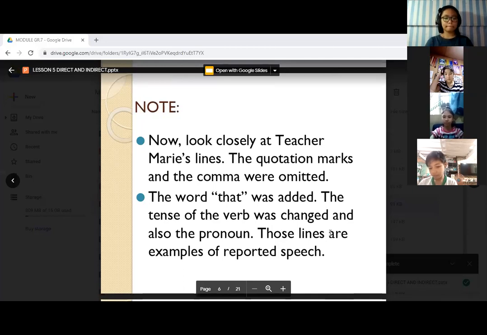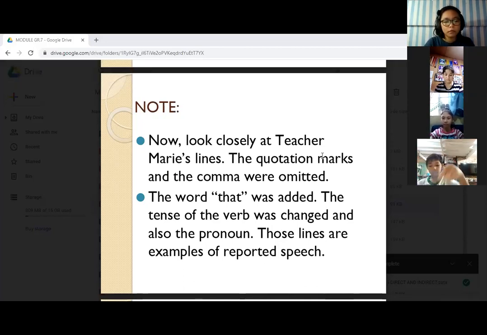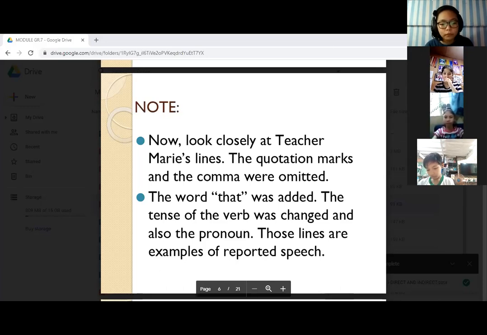Now, take a look at the example. It's not just that you are going to remove the quotation mark and comma. You need to consider what? The word that. In converting direct to indirect, we need to add the word that. Next, we need to change the tense of the verb.